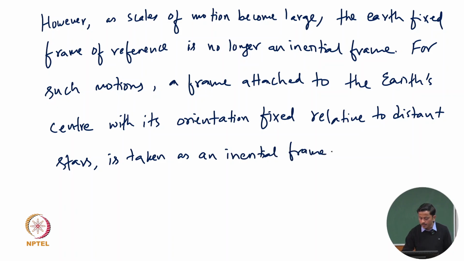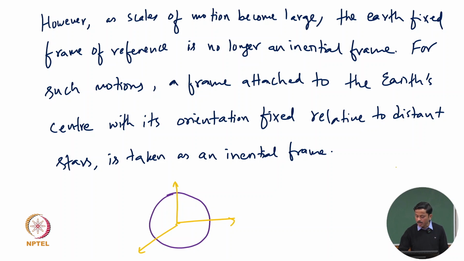Now there is a difference between a frame which is attached to Earth and a frame which is attached to the center of the Earth. So just a schematic. So this is the Earth and a frame which is attached to the Earth's center and its orientation fixed relative to distant stars. So there are stars at a distance. These stars are assumed to be stationary because their motion as viewed from the Earth is very tiny. So they are approximated as stationary, whereas even they are also moving.